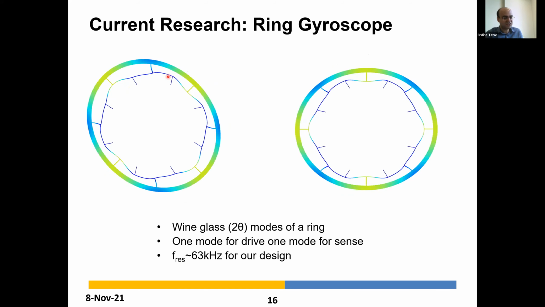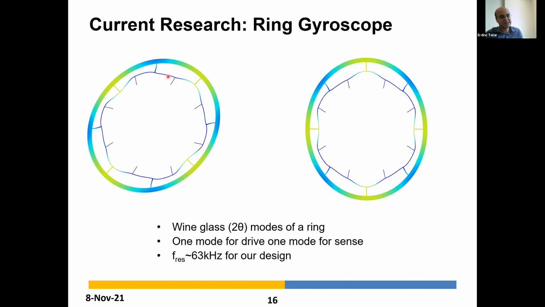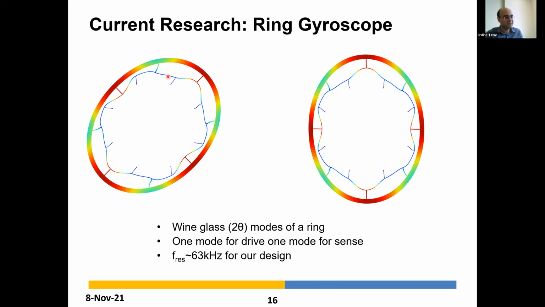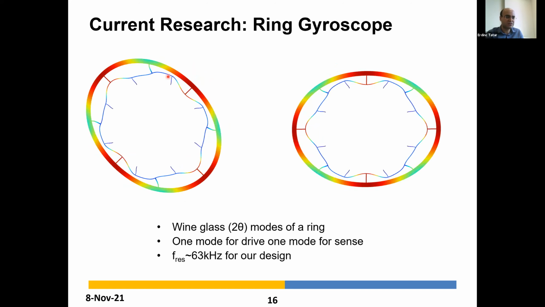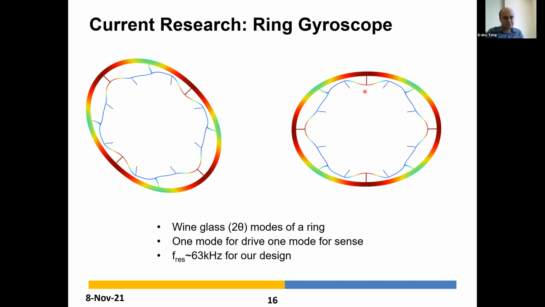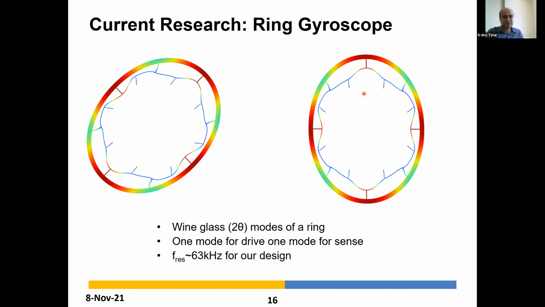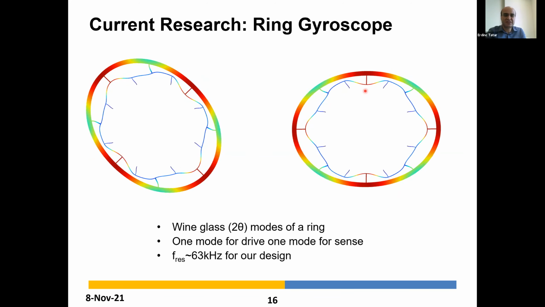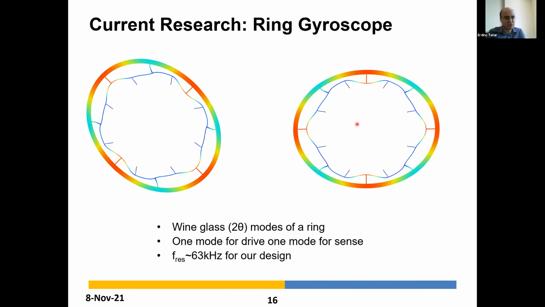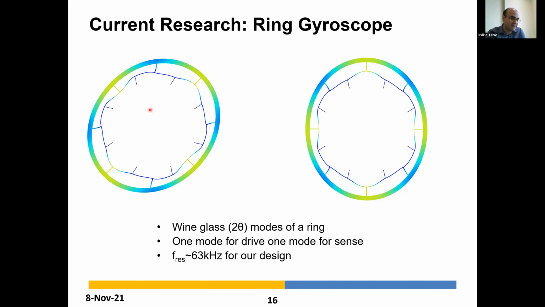So this is how this structure moves. This is different than the rectangular one that I showed you. These are called wine glass modes. So this is called the 2-theta mode. The reason is this is a radial displacement. If you plot radial displacement with respect to angle, you are going to see that this is either cosine 2-theta or sine 2-theta.